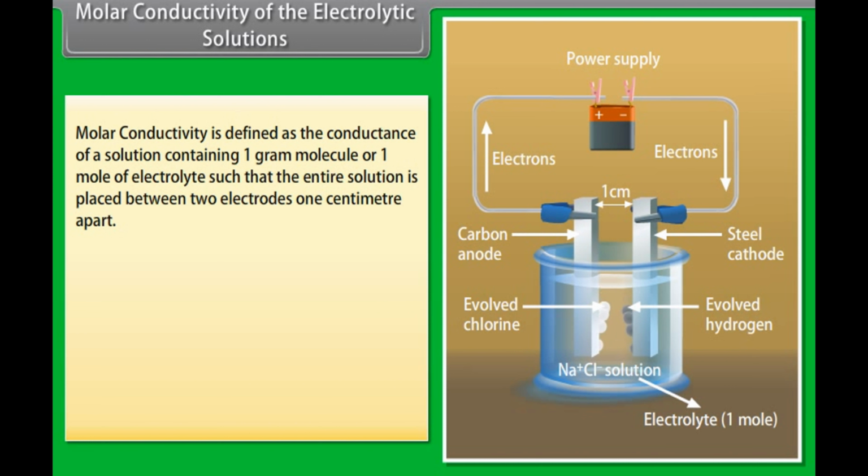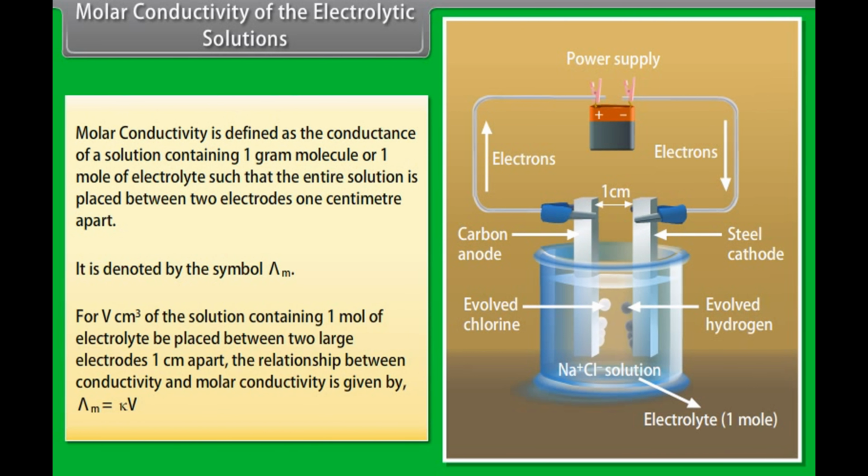Molar conductivity of the electrolytic solutions. Molar conductivity is defined as the conductance of a solution containing 1 gram molecule or 1 mole of electrolyte such that the entire solution is placed between two electrodes 1 centimeter apart. It is denoted by the symbol lambda m.